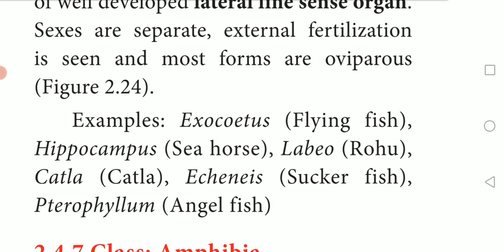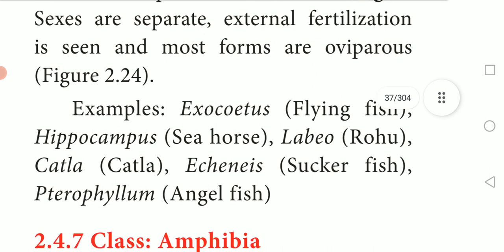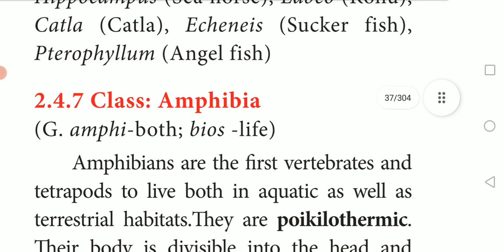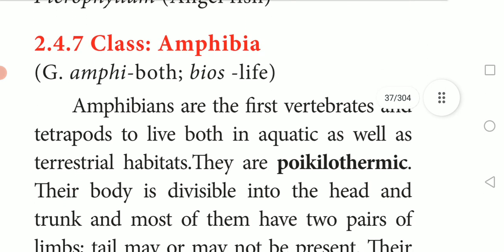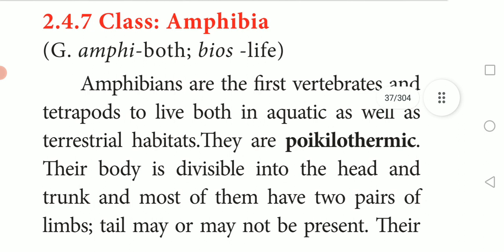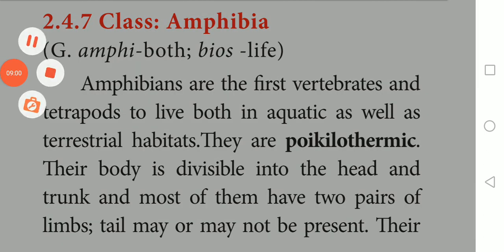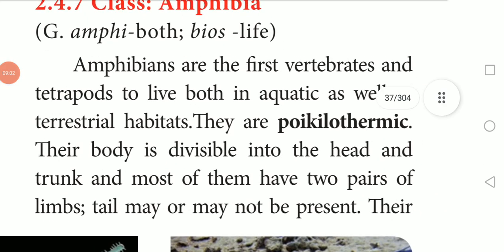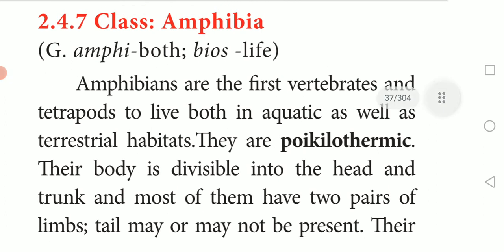Examples: Exocoetus, a flying fish; Hippocampus, seahorse; Labeo, Rohu; Catla, Katla; Echeneis, a sucker fish; Pterophyllum, an angel fish. So these are the examples of this class. The next topic we will see is class Amphibia.